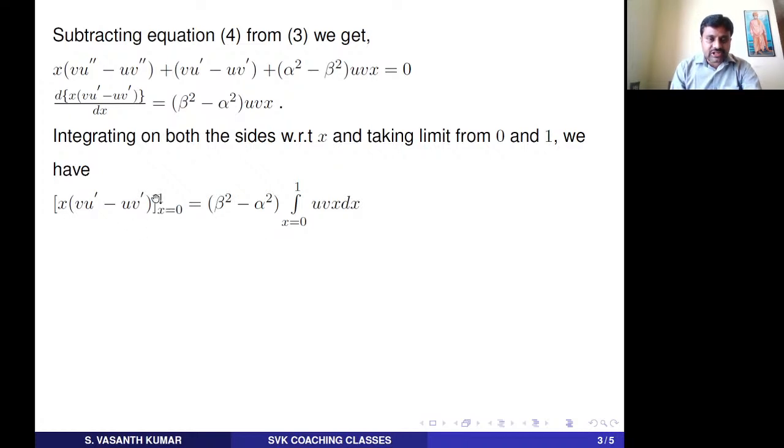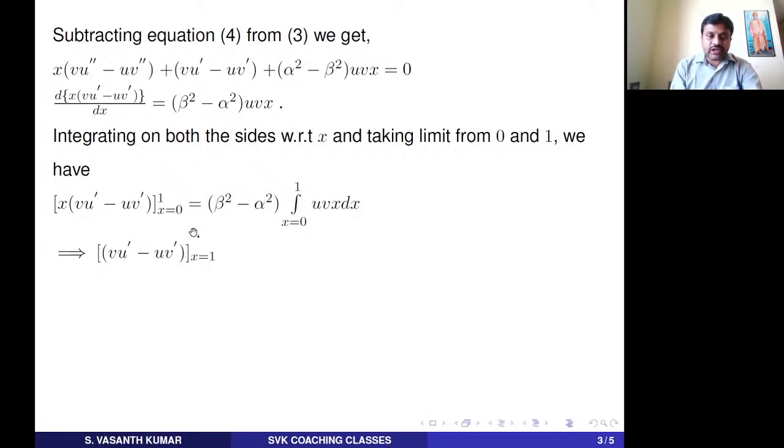Now substituting the lower limit and upper limit: when I give x equal to 0, the whole term vanishes. You are left with only the limit x equal to 1. So that is what I have written here. If I substitute x equal to 0, the second term vanishes, so you are left with x equal to 1. Putting x equal to 1, you are left with v u dash minus u v dash, as u and v are parameters. So therefore we put x equal to 1 as the limits.